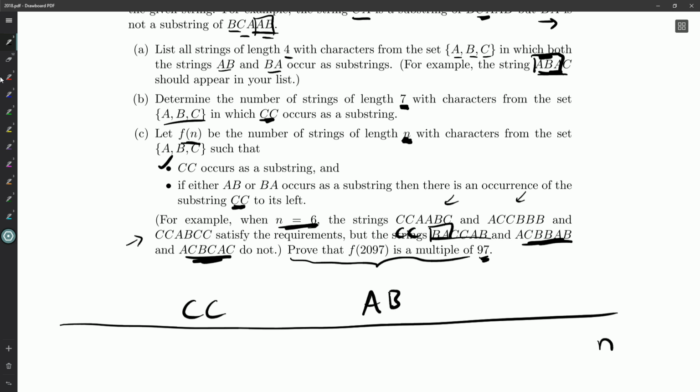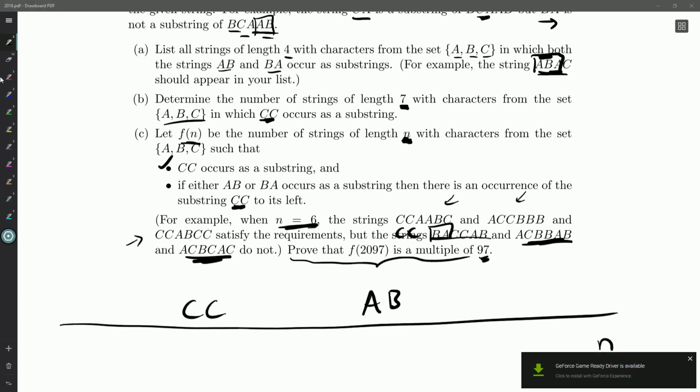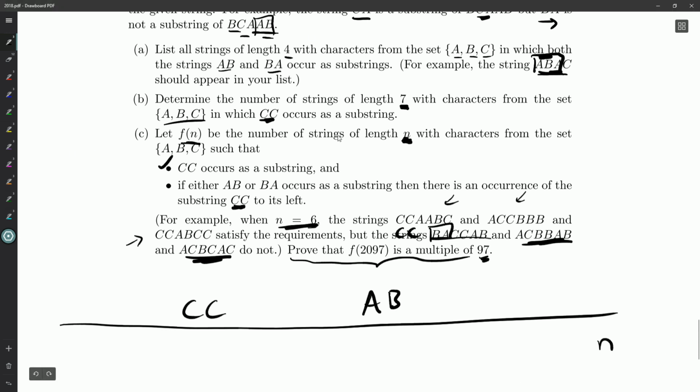Well, one is 2,000 more than the other, but I highly doubt that there's some sort of nice recurrence relation with f like that. How best to approach this? So the fact that 2097 is kind of awkward. So is 97. It's a prime number, but it is not a prime number that comes up very often on contests.